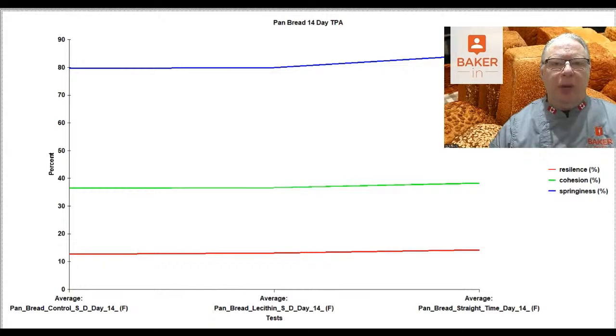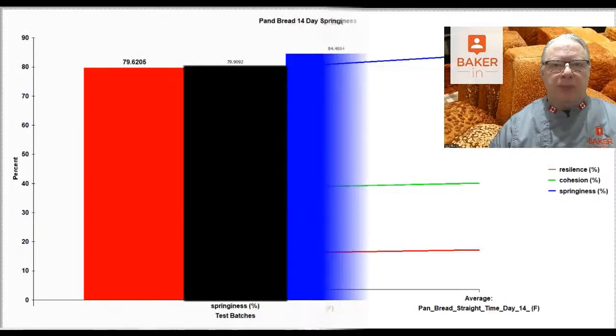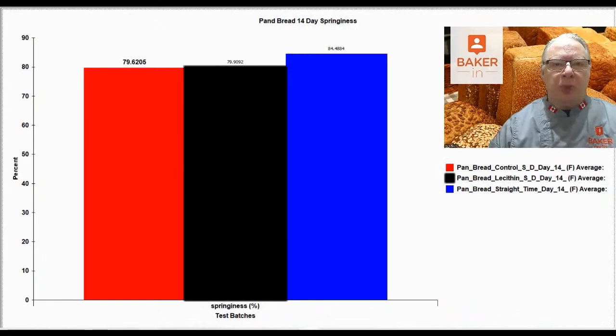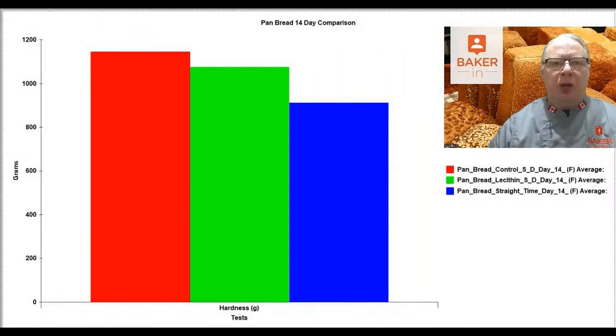These are calculated by the software based on the change in distance between first and second penetration, as well as the difference in force on the second penetration. In these samples, there isn't a distinct variation on these areas. In this chart, I have separated out the springiness only as a bar chart, where you can see the difference is only slightly more than 6% for the straight time batch. Here in this bar chart, we can see clearly the summary of the averages from the data for firmness of the breads after 14 days. The lecithin in the sponge and dough method clearly provided improvement and is less firm than the control. Now, the blue bar on the right is the straight time dough, which is the softest after 14 days.